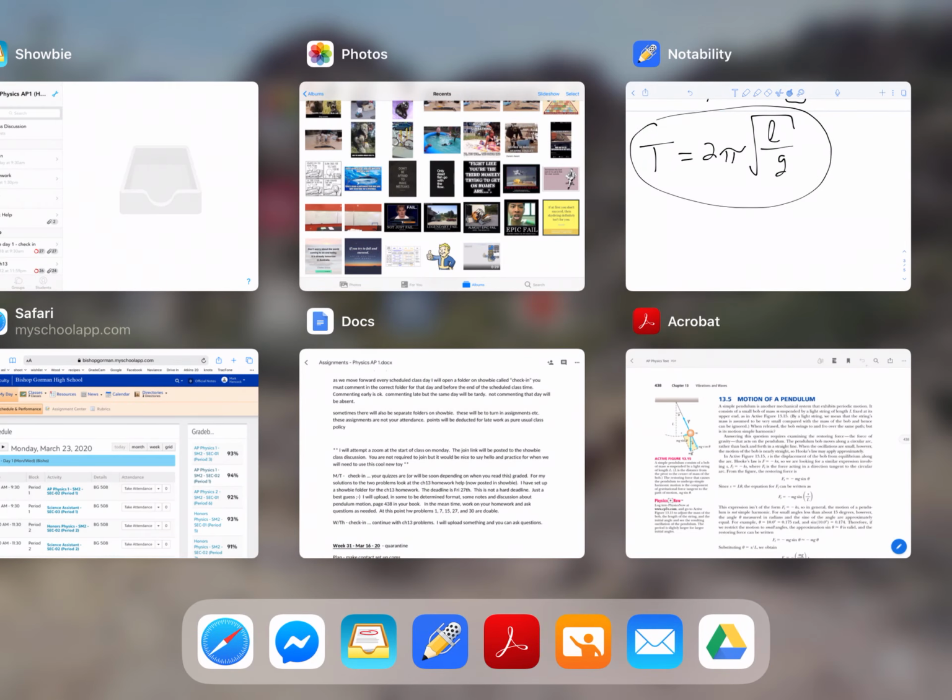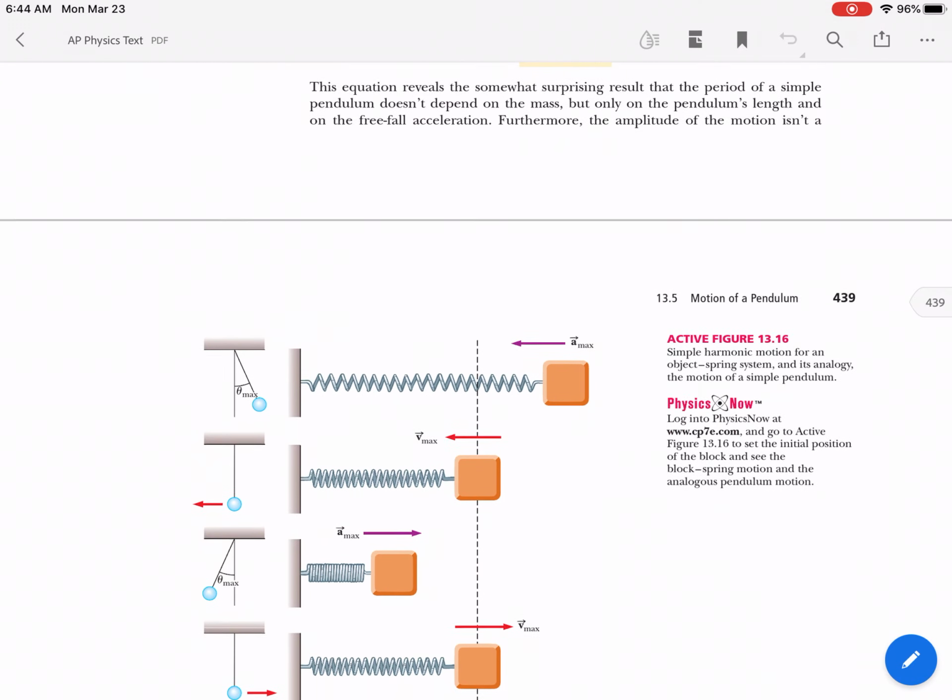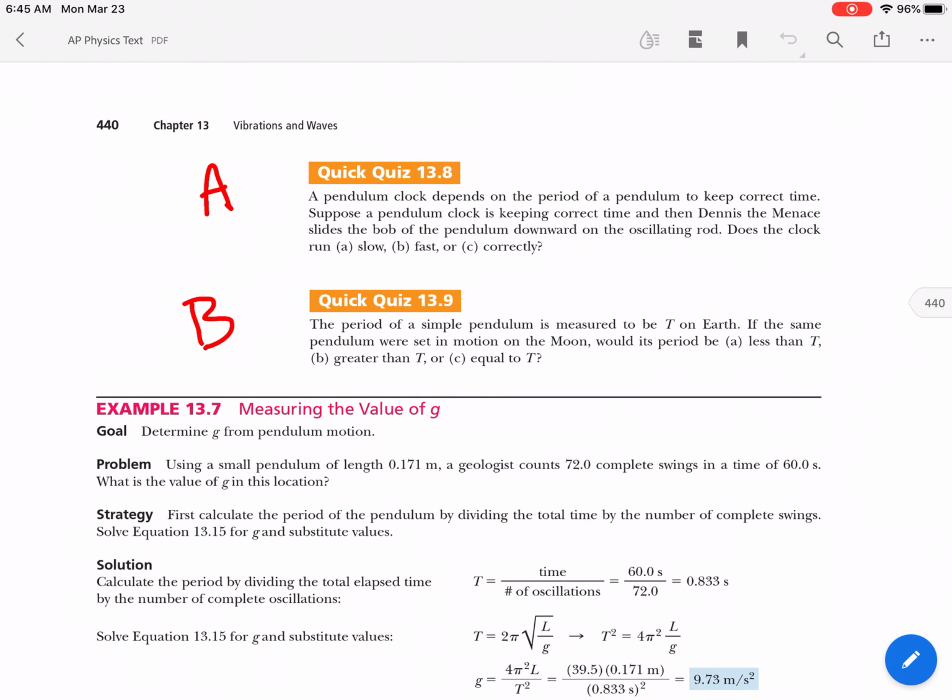All right, let's look back at your textbook here. At this point, I would like you to look at Quick Quiz 13.8 on page 440. A pendulum clock depends on the period of a pendulum to keep the correct time. Suppose a pendulum clock is keeping correct time and then Dennis the Menace slides the bob of the pendulum downward on the oscillating rod. In other words, he made the pendulum longer. If I increase the length of the pendulum, does the clock run slow, fast, or correctly? I've answered the question there for you. I want you to spend some time thinking about how that makes sense.